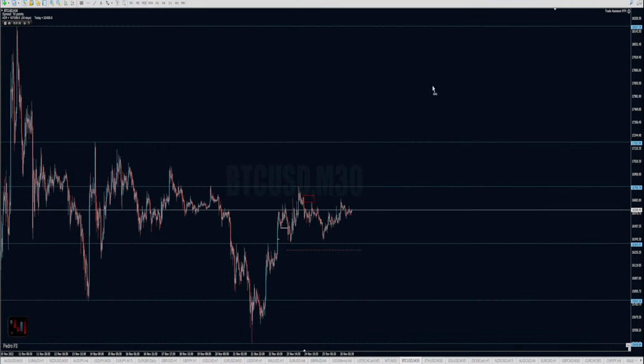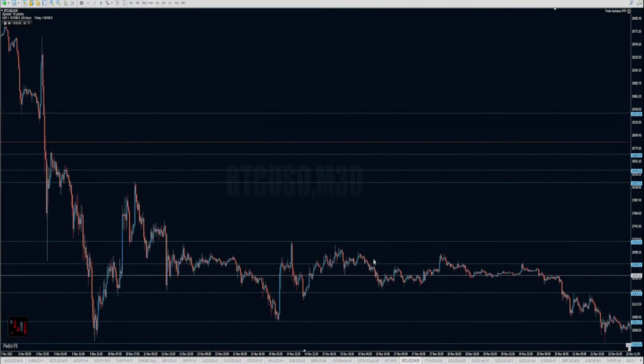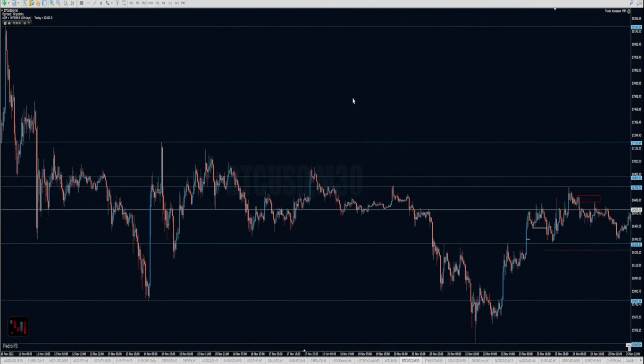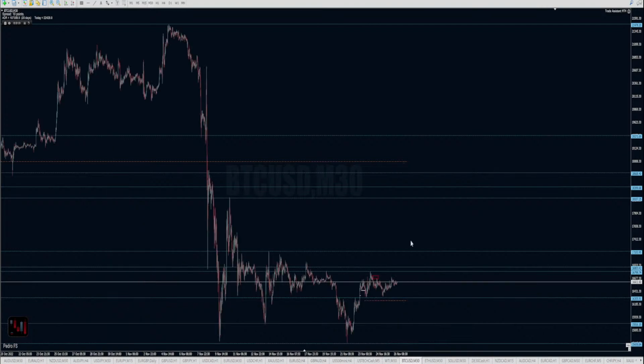Yeah, so let's see what's going to happen in here. If we break this high, there's a potential to go a little bit higher. All of it almost looks compressed on the way down. Yeah, almost.